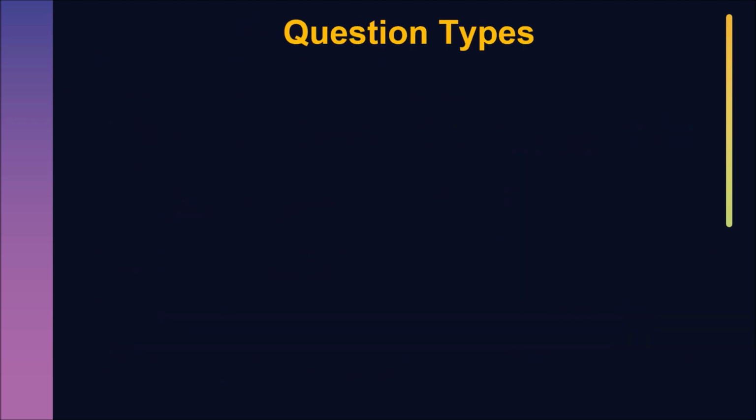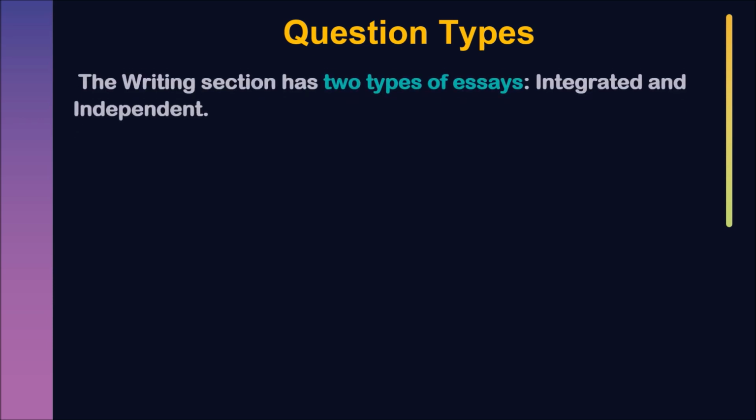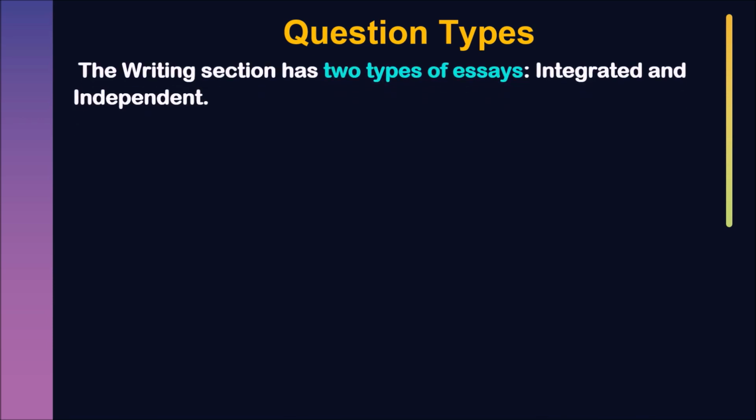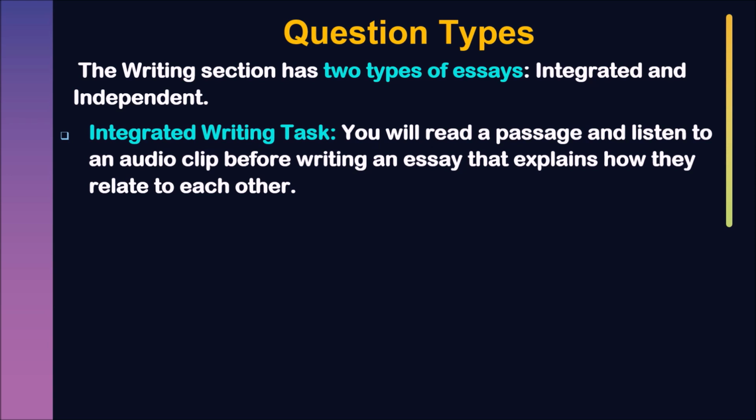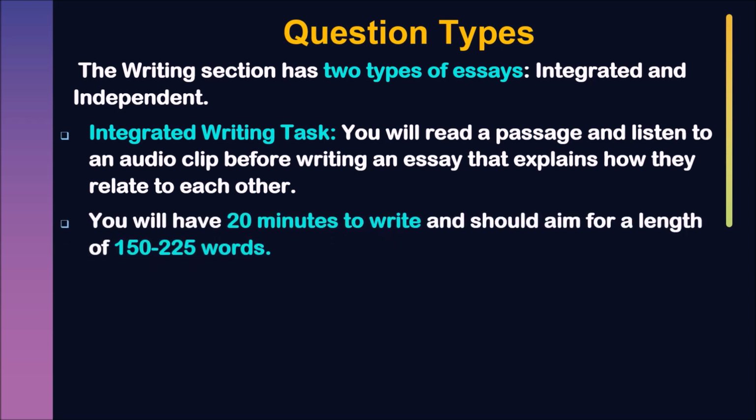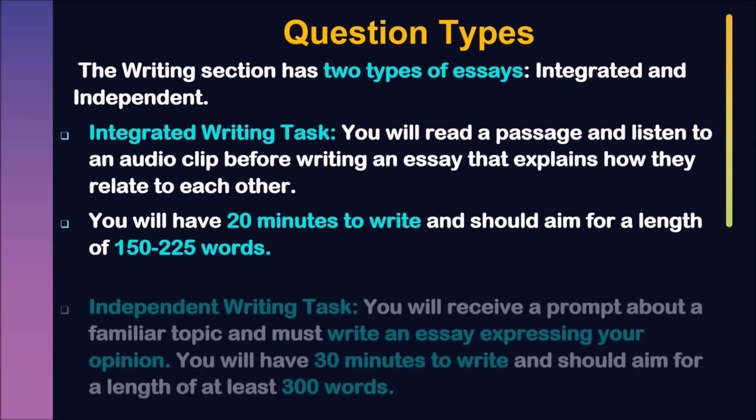Let's quickly go through these question types. The writing section has 2 types of essays, integrated and independent. Let's check an integrated writing task. What you have to do is read a passage and listen to an audio clip before writing an essay that explains how they relate to each other. You will have 20 minutes to write and should aim for a length of around 150 to 225 words.